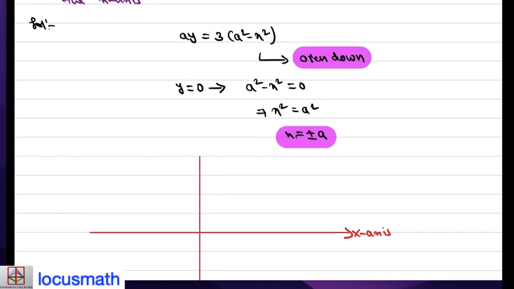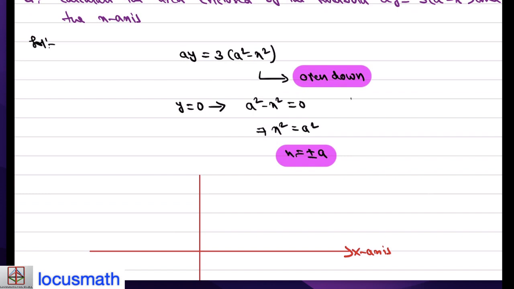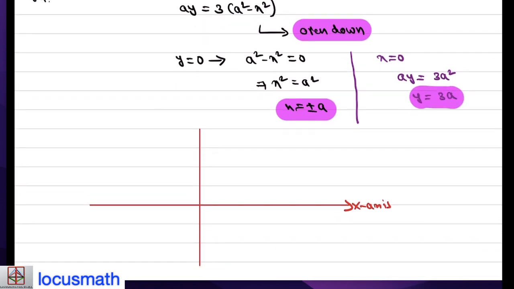One more thing, where does this parabola meet the y-axis? On the y-axis, x equals 0. If you substitute x equal to 0, you get ay equals 3a squared. Since a is not equal to 0, you can cancel, so y equals 3a. So the parabola meets the y-axis at 3a. Now you can draw the diagram. So this is the diagram.